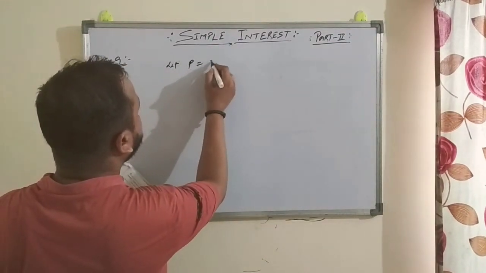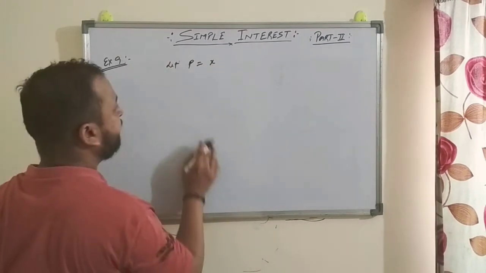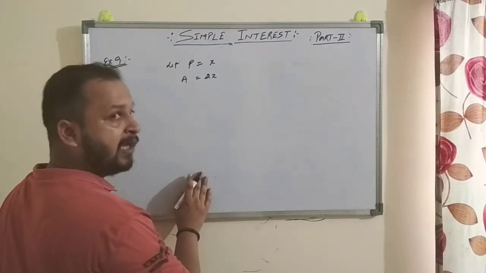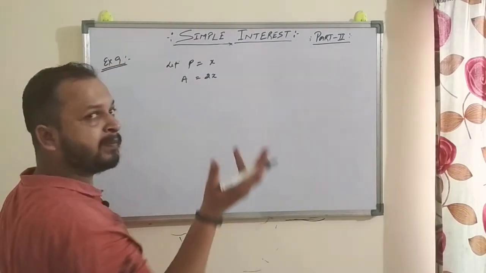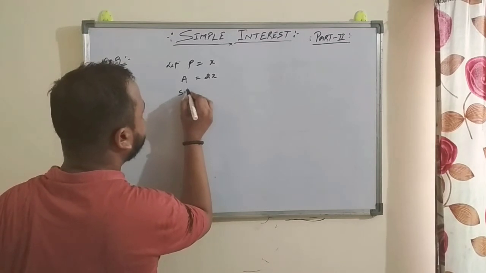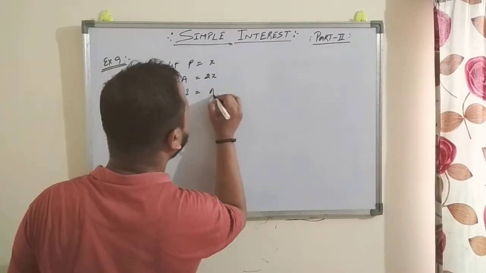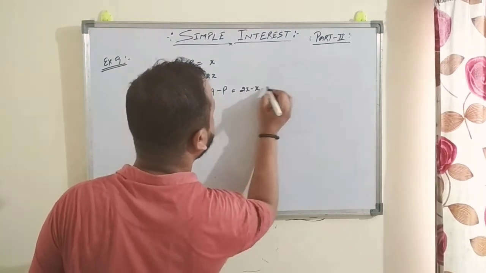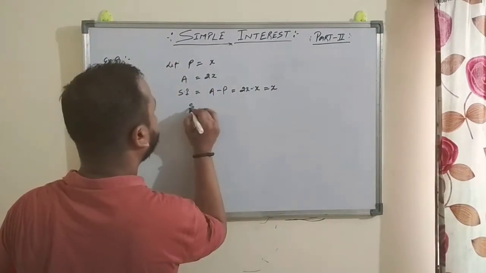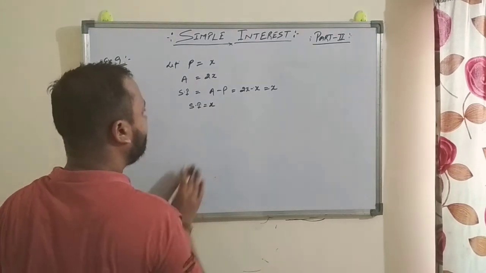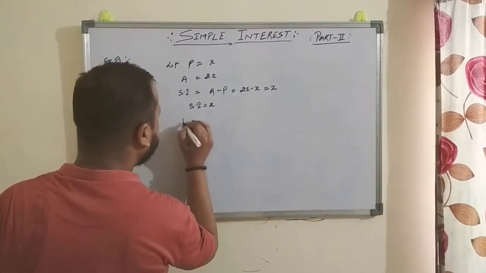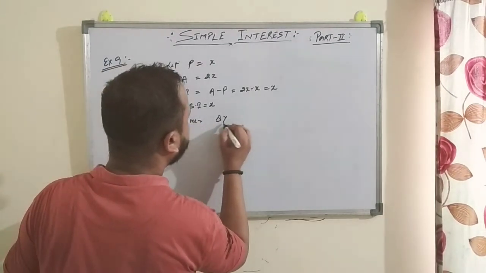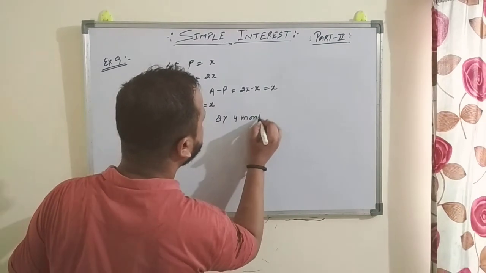So let the principal be x, amount is what? 2x. Amount means principal plus interest. So simple interest, if you can find it out, A minus P, that is 2x minus x, so it means x. So SI is x. Time is given, time is 8 year 4 month.